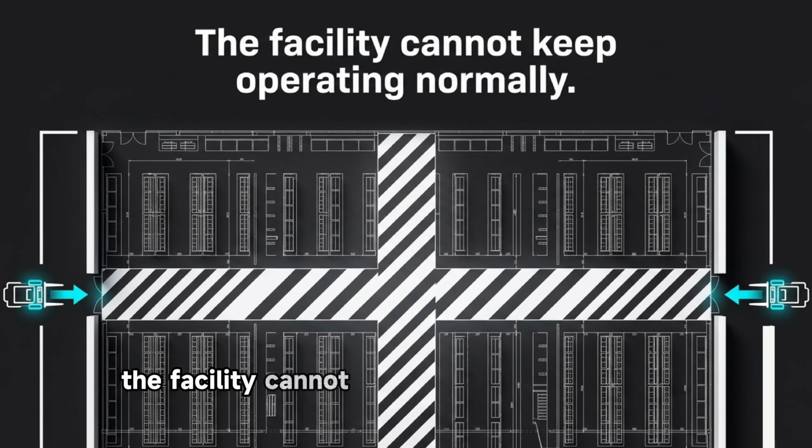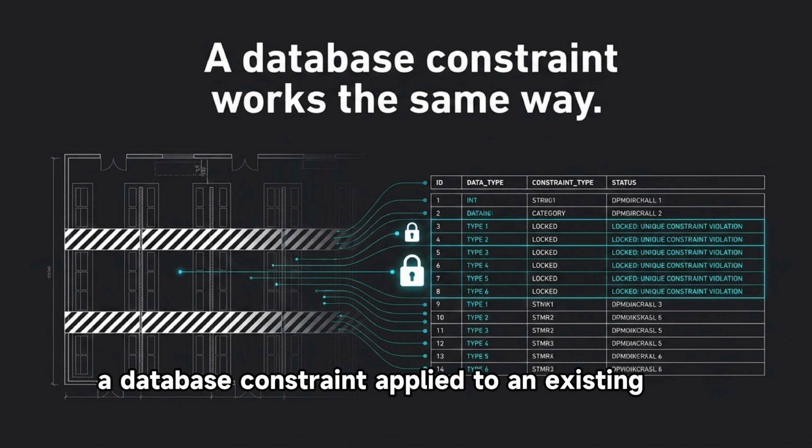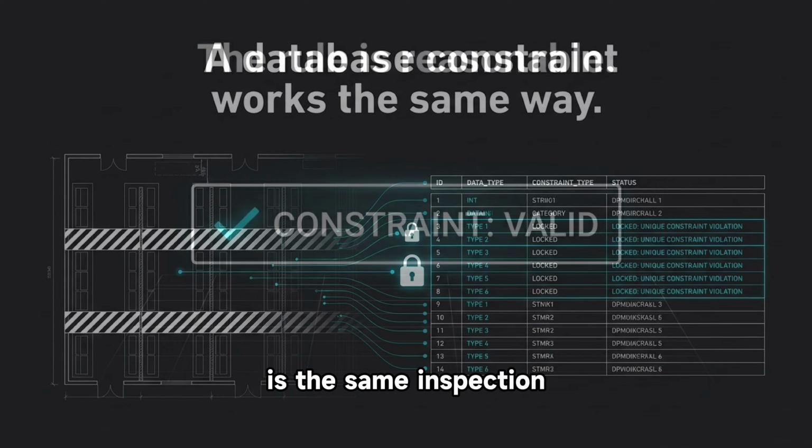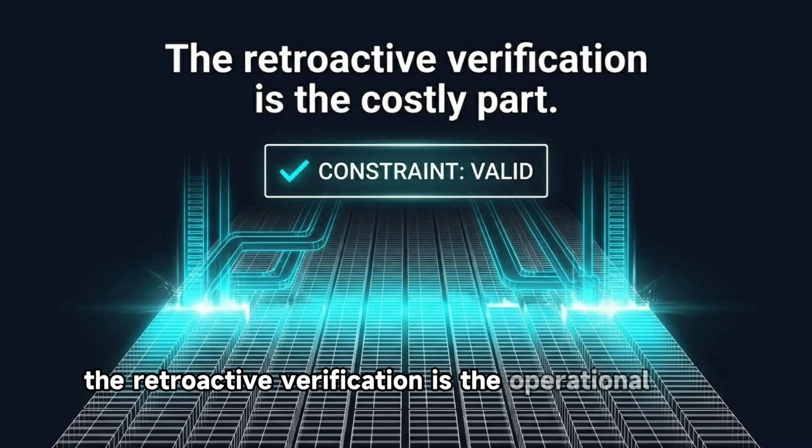The facility cannot accept or release anything while the inspection is underway because the inspectors need unobstructed access to every aisle. The regulation is reasonable. The process of applying it retroactively to existing stock is an operational event of a completely different scale. A database constraint applied to an existing table is the same inspection. The rule is reasonable. The retroactive verification is the operational event.